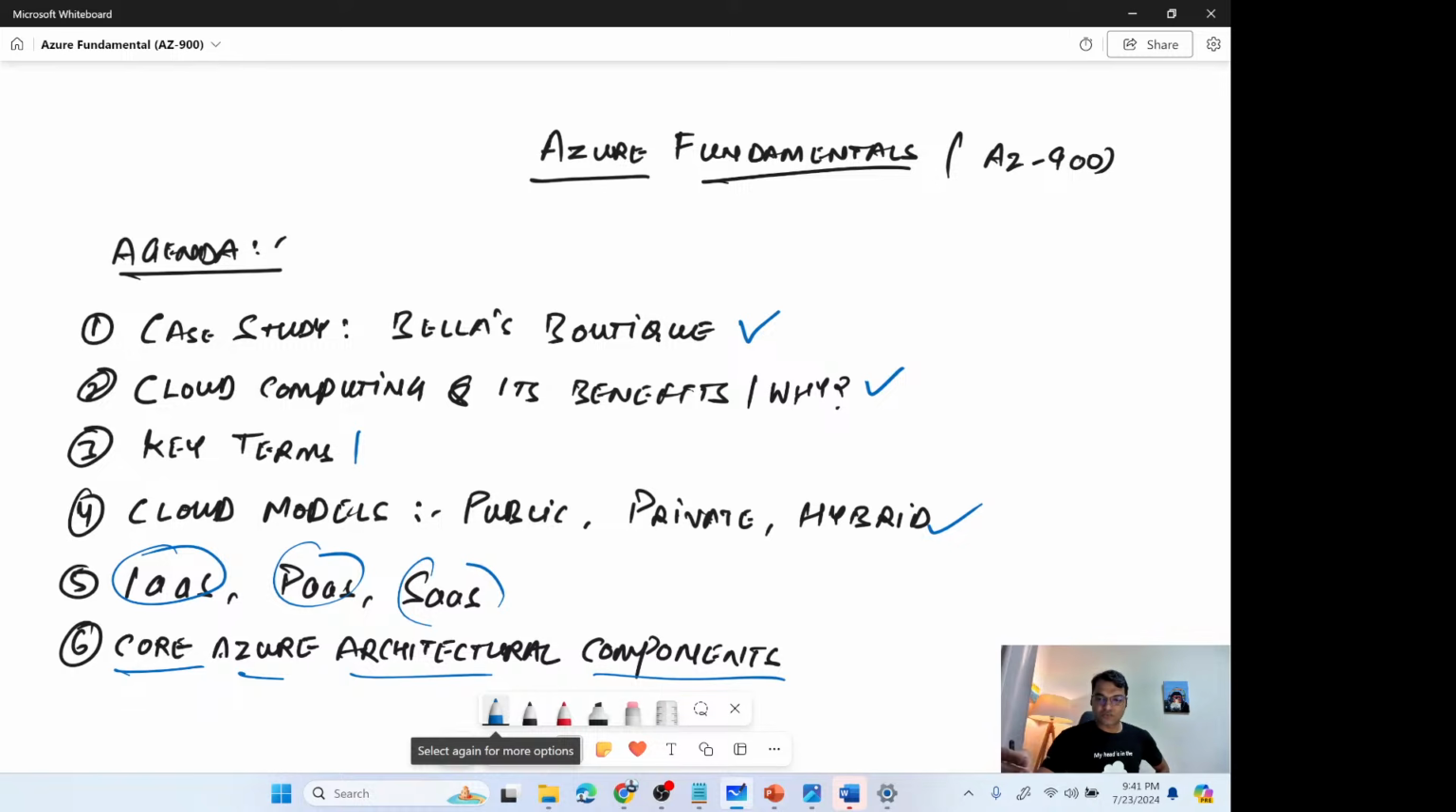Now, as we talk about the benefits of cloud, some of the benefits as they come up are basically coming from the architectural components of Azure, how Azure is architected. That is giving those strengths, those advantages to the cloud. So it is important for us to understand those architectural components which are providing those benefits. Okay, so with that, let's get started with the case study first.